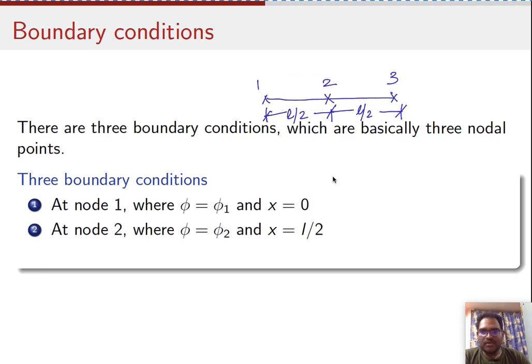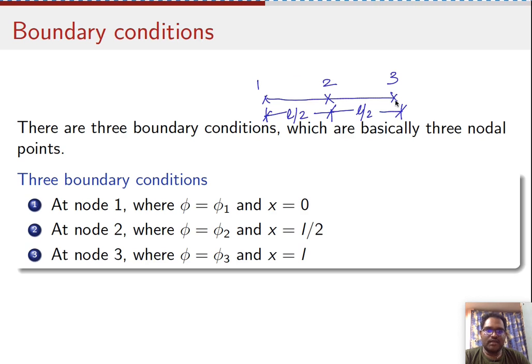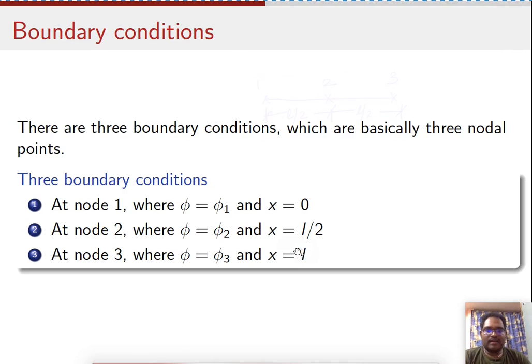So the next boundary condition is at this particular node where phi is equal to phi 2 and the value of x is equal to L by 2, and obviously the third node point is where the value of phi is equal to phi 3 and x is equal to the total length of the element L. So these three boundary conditions will be used, and using them we are trying to find out the value of the constants a, b and c, right? So we'll go for the first boundary condition.